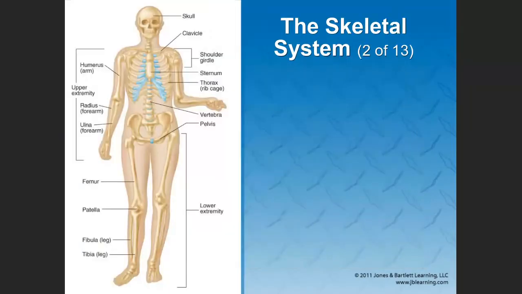Now, the skeletal system is divided into what is referred to as the axial skeleton and appendicular skeleton. So you have the axial skeleton and you have the appendicular.